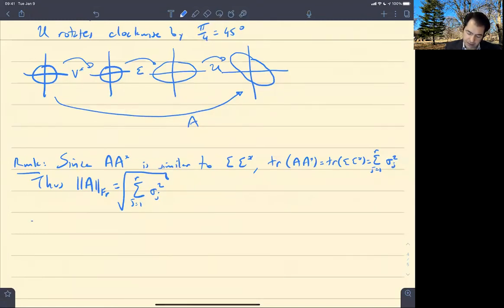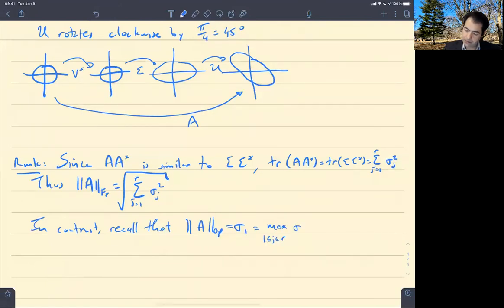In contrast, recall that the operator norm, we computed the operator norm in terms of the singular values. It's sigma 1, which is the same as the maximum of the positive singular values.